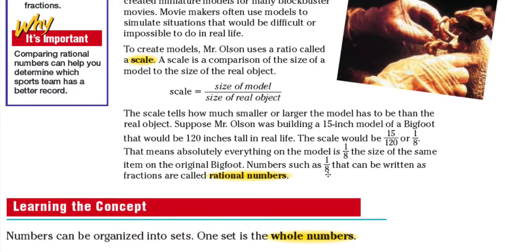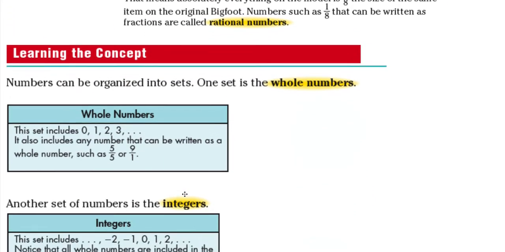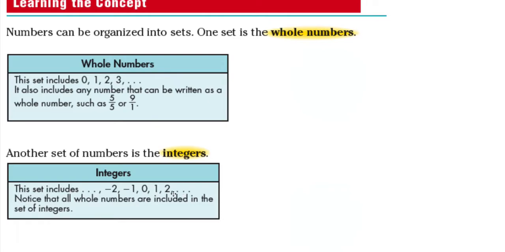Numbers such as 1/8 can be written as fractions. Numbers that can be written as fractions are called rational numbers. So here we go. Numbers can be organized into sets. One set is whole numbers. The set of whole numbers includes 0, 1, 2, 3, and so on. It also includes any number that can be written as a whole number, such as 5 over 5, 9 over 1, and 12 over 2, because 12 over 2 is 6, 5 over 5 is 1, and 9 over 1 is 9.